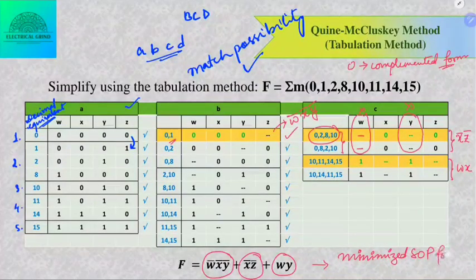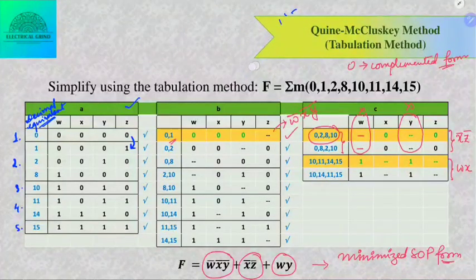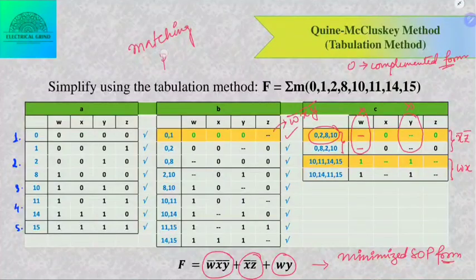Okay, so the biggest advantage of this method is it gives us the true minimized form, where we could see that in K-map there were multiple possibilities, but here all the multiple possibilities are eliminated by the matching process. So this matching process helps us eliminate all the other possibilities, and therefore it helps us achieve the truest minimized SOP form.